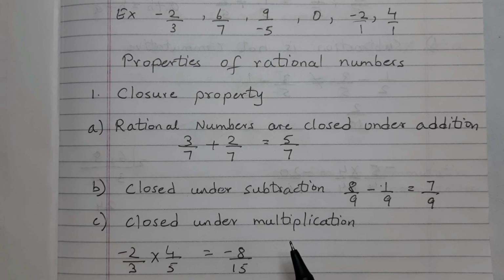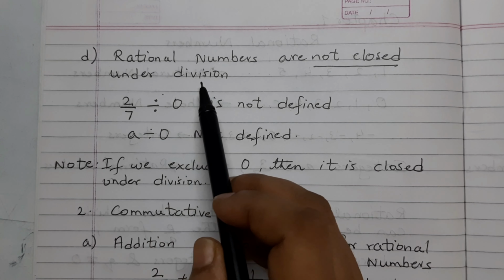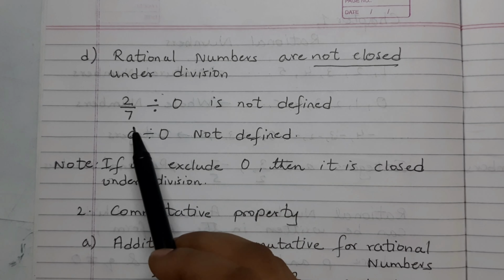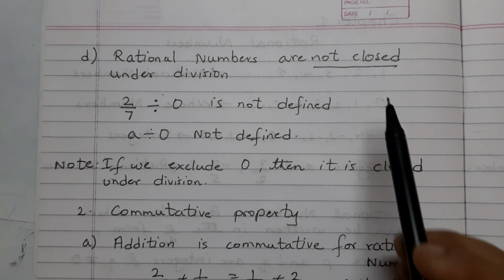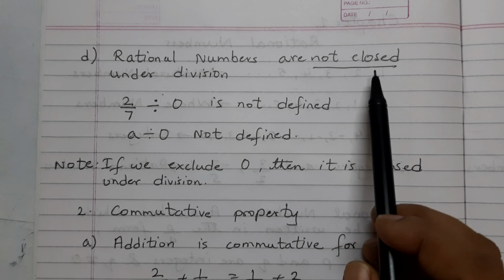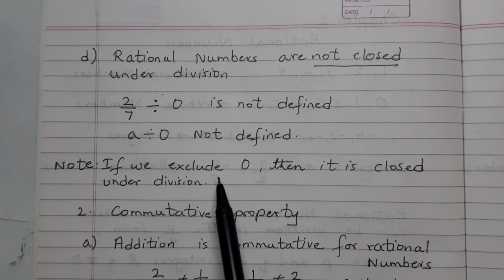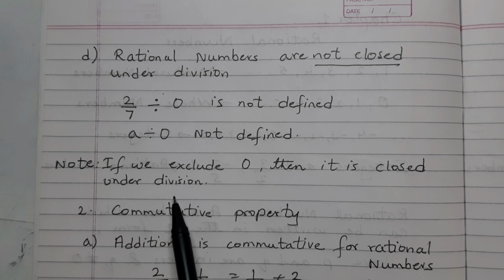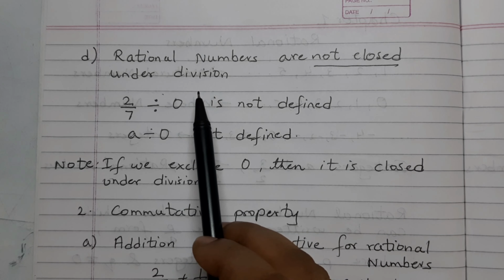What about division? Rational numbers are not closed under division. For example, 2 by 7 divided by 0. This is not defined, because any number divided by 0 is not defined. So this is not closed under division. Note that if we exclude 0, then it is closed under division. However, in general, it is not closed under division.